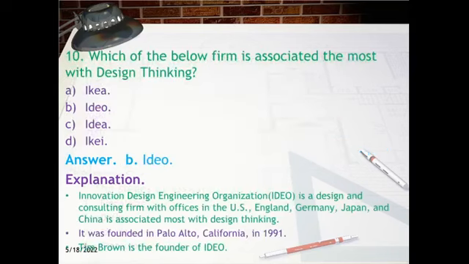10. Which of the below firms is associated the most with design thinking? IKEA, IDEO, IDEA, IKE. Answer: B. IDEO. Explanation. Innovation Design Engineering Organization, IDEO, is a design and consulting firm with offices in the US, England, Germany, Japan, and China. It is associated most with design thinking. It was founded in Palo Alto, California, in 1991. Tim Brown is the founder of IDEO.